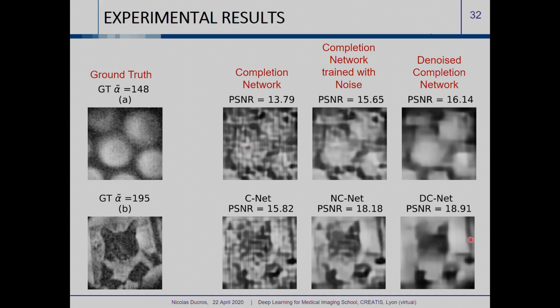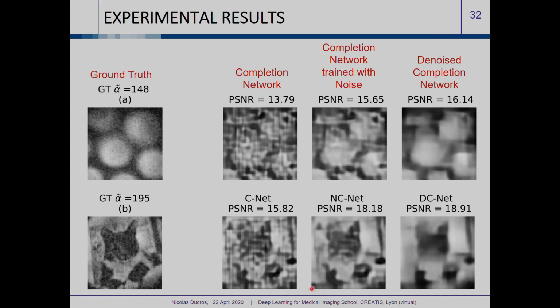Here on the bottom row we have, you can recognize this STL cat. Ground truth is here, completion network is here, a lot of artifacts. Here the completion network trained with noise, so as you can see there's a clear improvement, which means that training it with noise, even if it has no denoising completion in it, helps to implicitly learn how to denoise noise.